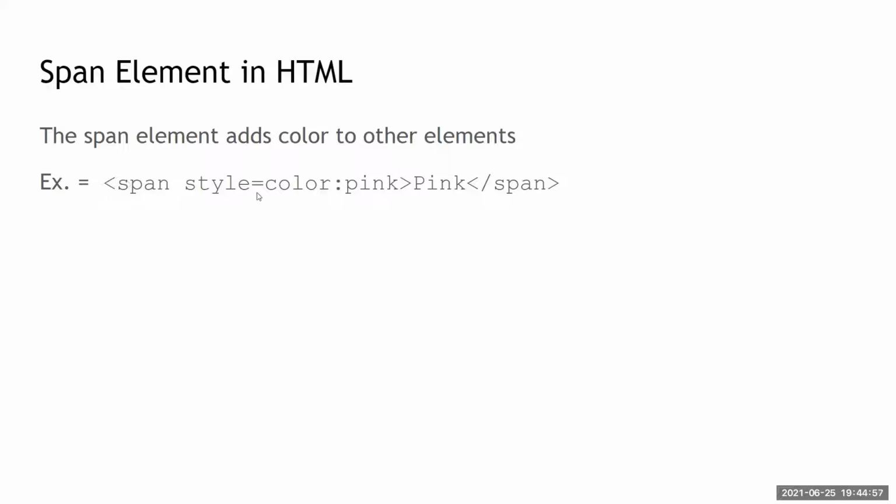So this is like an attribute. Then inside of the opening and closing bracket, you put whatever text you want to color. For example, I typed in pink. So this pink text is gonna turn the color pink because I added the span element. And then you're just gonna close it with /span angular brackets. So this is the span element in HTML.